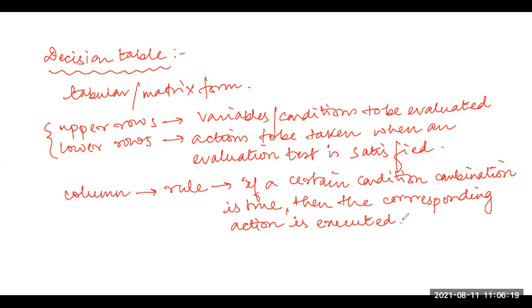Now, the same example or the same case study which we studied, that of the library membership management software, which we explained using the decision tree, let us see how it will look using the decision table. Okay, the same problem. So let us just draw it and understand the meaning of these writings.